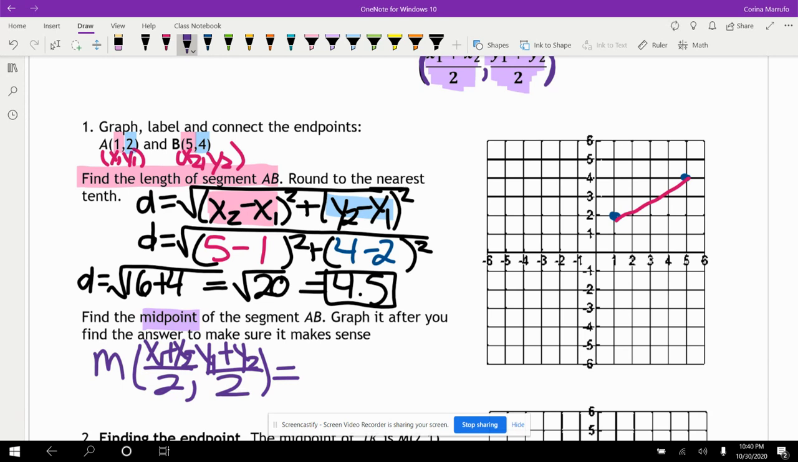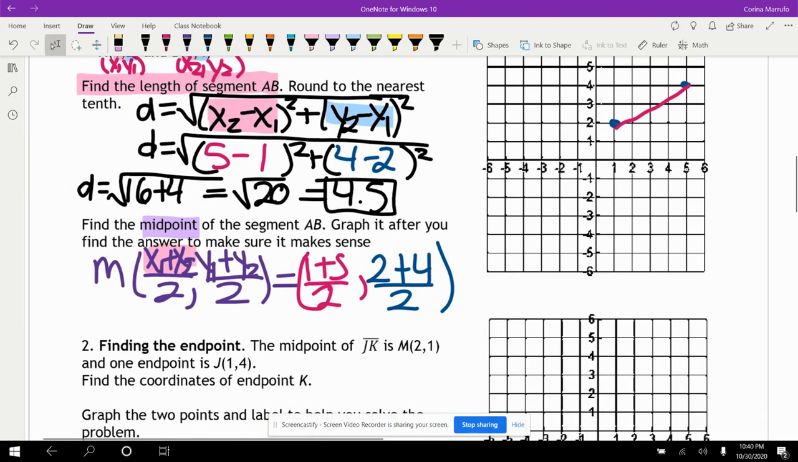Okay, so when we plug that in, my x values, remember, are 1 and 5. Now this one, we don't start with the second point. We're starting with the first point. So 1 plus 5 divided by 2. That's going to give us the x value. And then for the y value, we're going to go ahead and take 2 plus 4 and divide it by 2. Okay, so 1 plus 5 gives us 6. So my midpoint is 6 divided by 2 gives us 3. Comma, 2 plus 4 is also 6. Divided by 2 is 3.